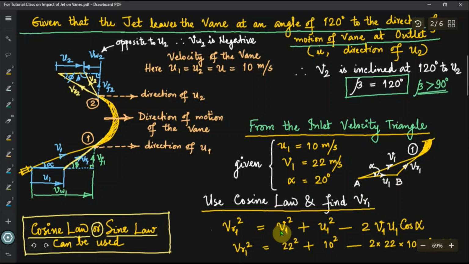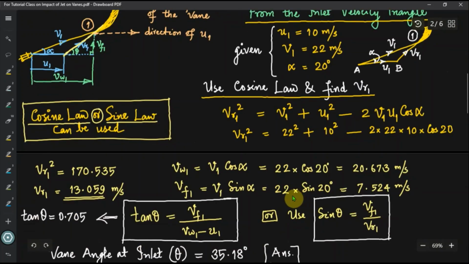Vr1 square is equal to V1 square plus U1 square minus 2 times V1 U1 cos alpha. So that is Vr1 square is equal to 22 square plus 10 square minus 2 times 22 into 10 into cos 20. So once you do that, you will get Vr1 square is equal to 170.535 and Vr1, square root of that, will be 13.059 meter per second. So we got the relative velocity of water at inlet.